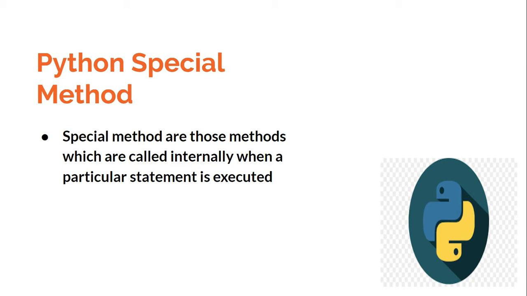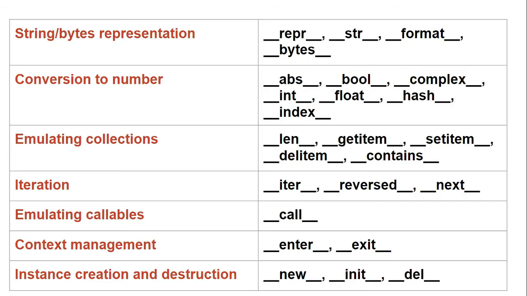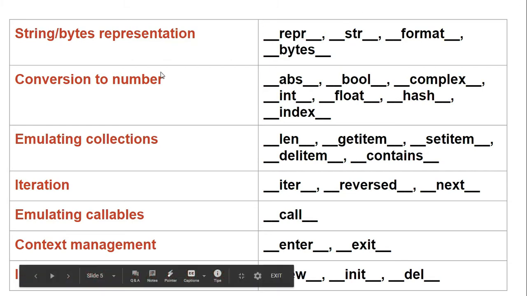Other than __init__, there are multiple special methods. By understanding what special methods are available, we can customize the special methods of our own defined data types. Let's say if we define a class, then we can customize the special methods of this class according to our requirement. So here is a list of special methods.